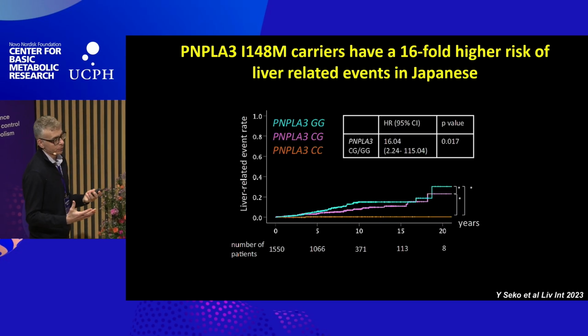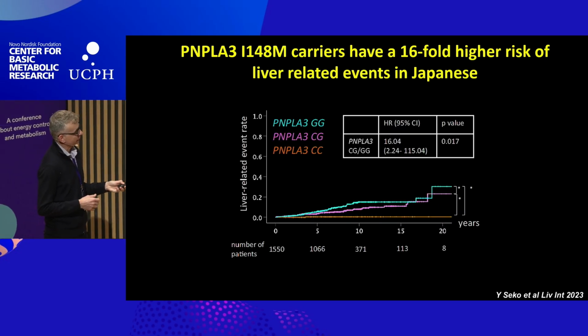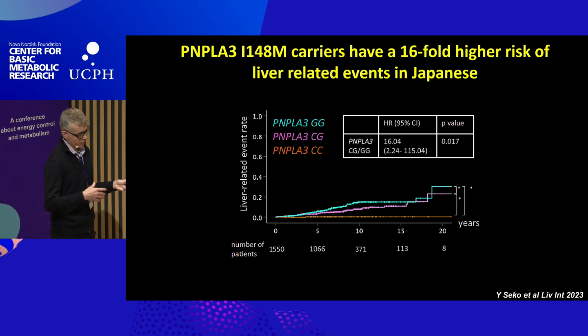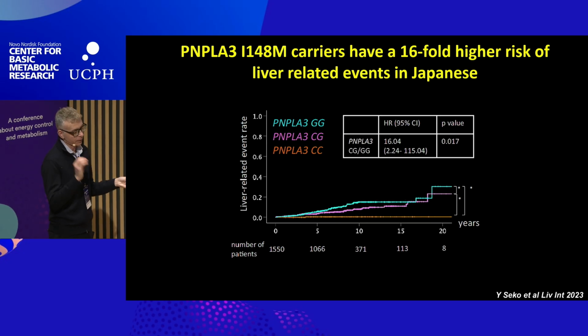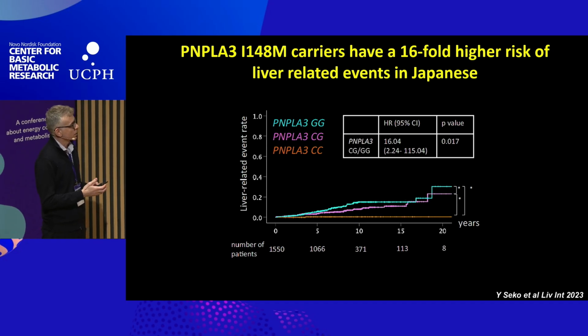I only show you cross-sectional data. These are prospective data, and you see that this is a Japanese cohort, also with very long follow-up. These are liver-related events for cirrhosis and cancer. And you see that basically if you do not have the variant, nothing really happens to you. You have a hazard ratio for carrying the variant of 16 in this cohort, which, again, is very large.